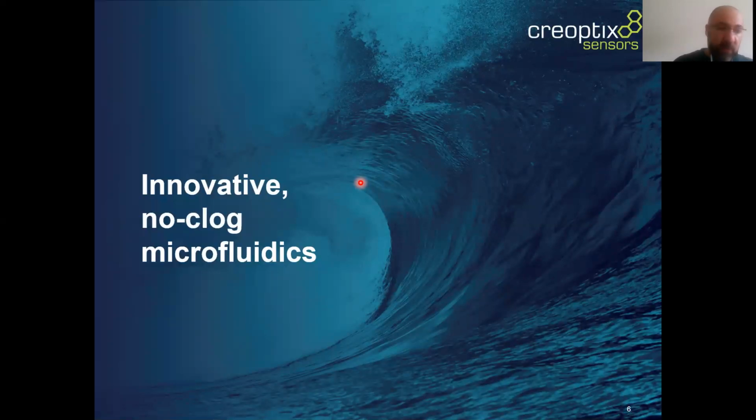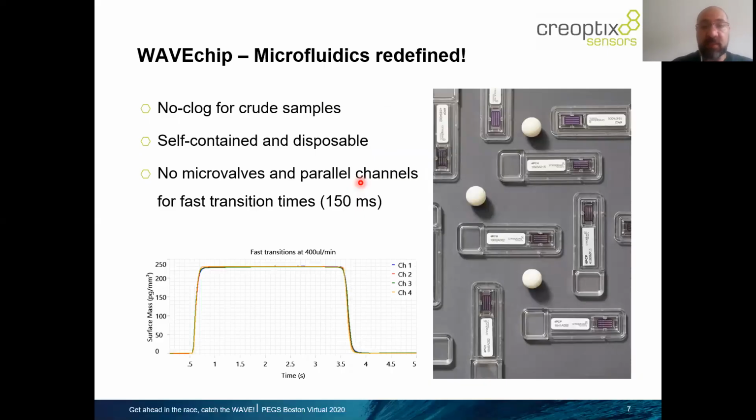So the focus of the talk today is how we redefined the microfluidics. This is our sensor chip here. It's a no-clog chip, it has no microvalves. And when we say there are no microvalves, it means there is no clogging, you don't have to worry about clogging. And this opens the door to the use of any type of sample, particularly the crudest of samples. It's a self-contained chip, and it's considered disposable.